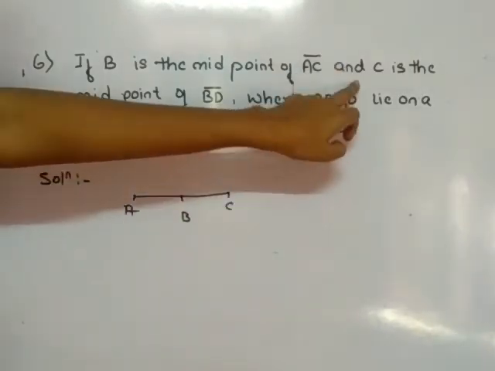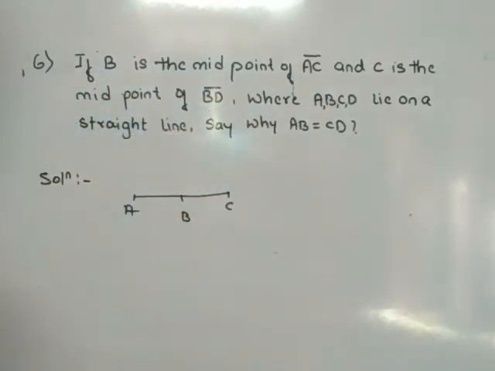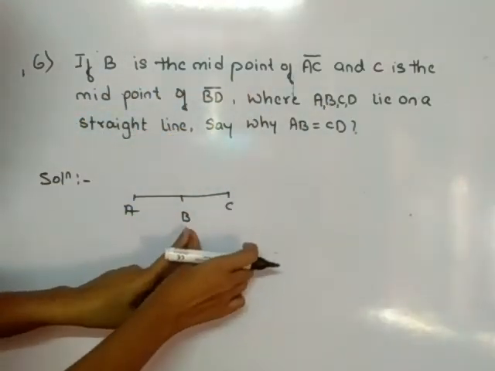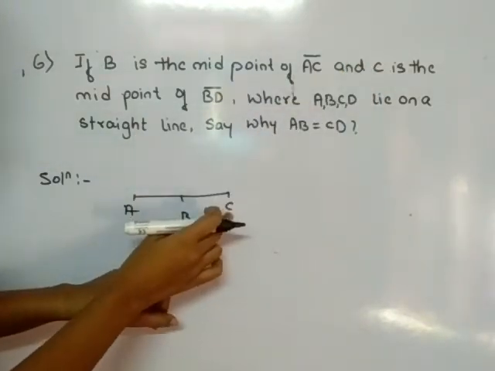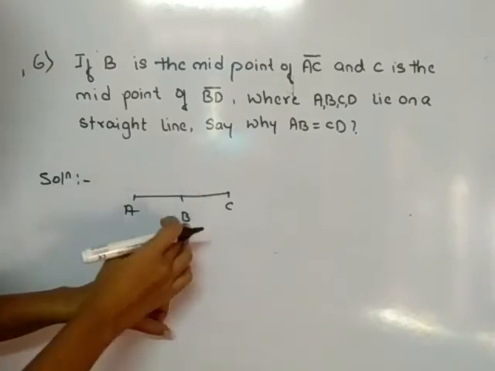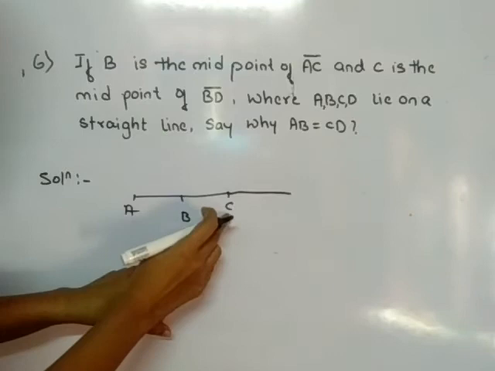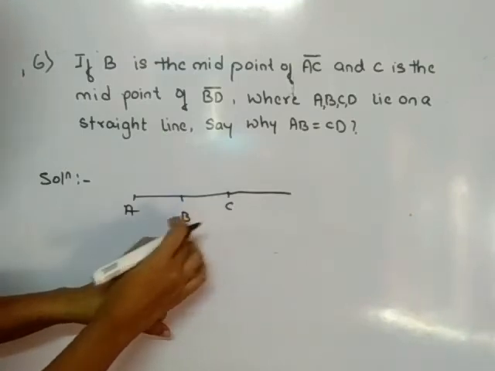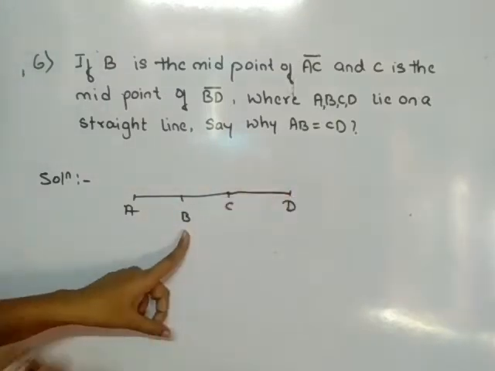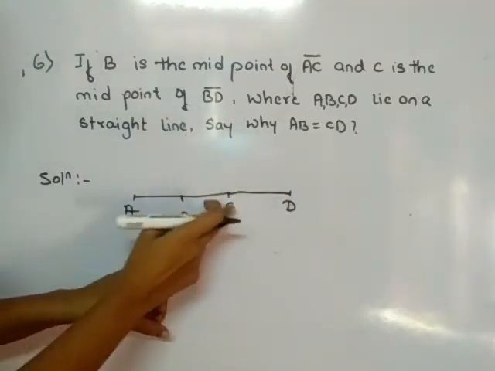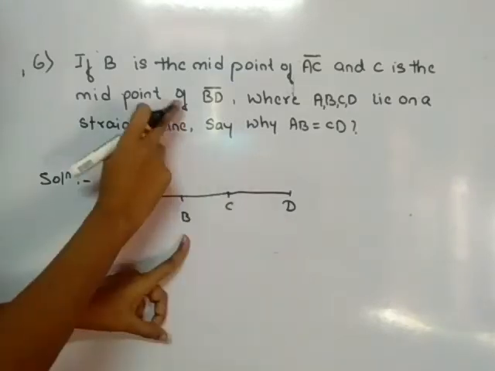And again they have said C is the midpoint of BD. BD is again one more line. B is already here, right? Now, C will be the midpoint, which means this will be the midpoint. We need to produce this line in such a manner that C must be the midpoint. Now, I will name this point D. Okay. Now, we can see that C is the midpoint of line segment BD, isn't it?